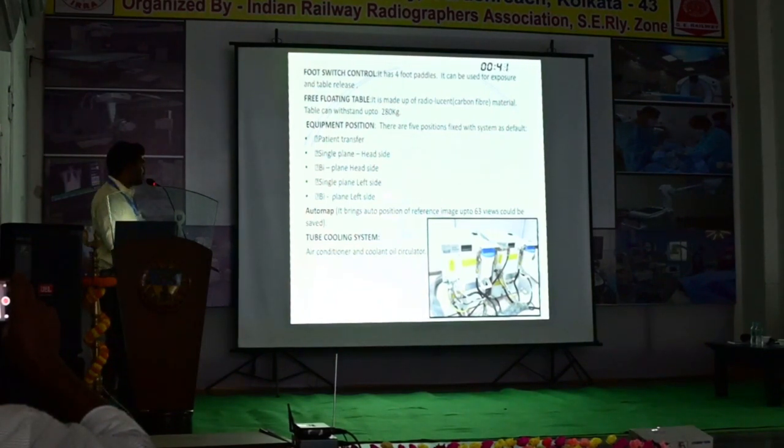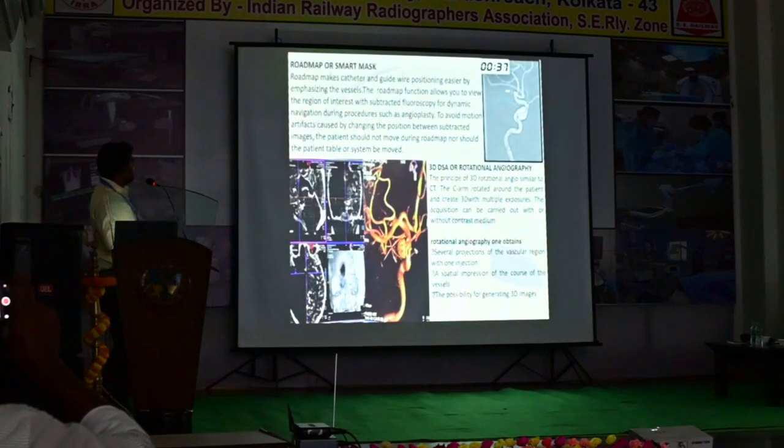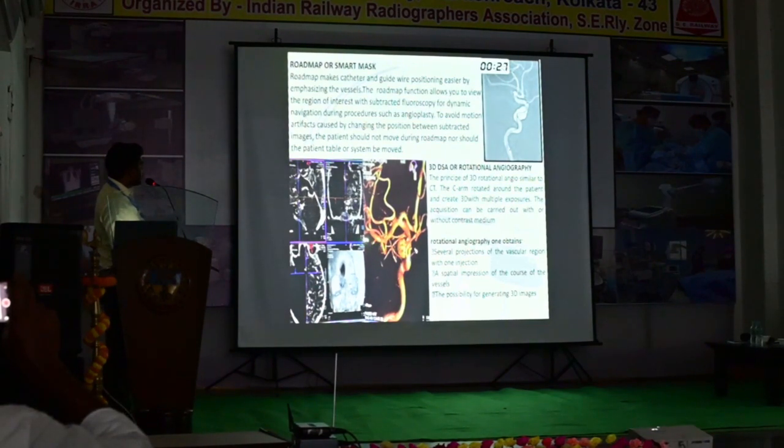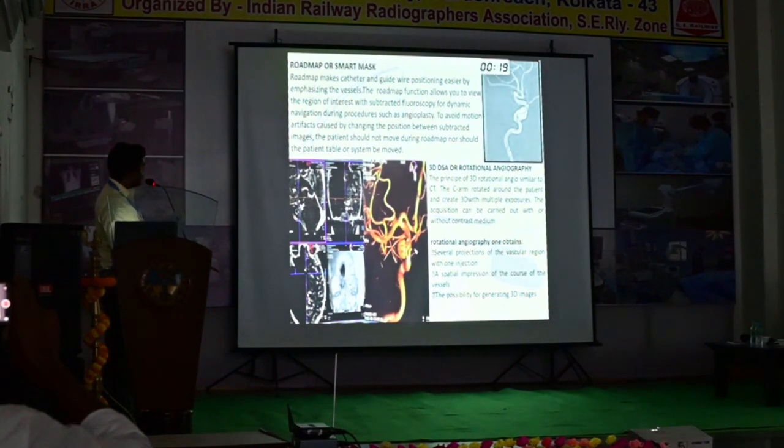This one is coolant circulation for tube heating reduction. This one is road map, which can appear in the background of the live image. It can be used to navigate the guide wire or catheter. This one is 3D DSA rotational angiography, which we can acquire from the DSA. Its principle is like CT. It can appear in 3 planes. It's like a CT only.